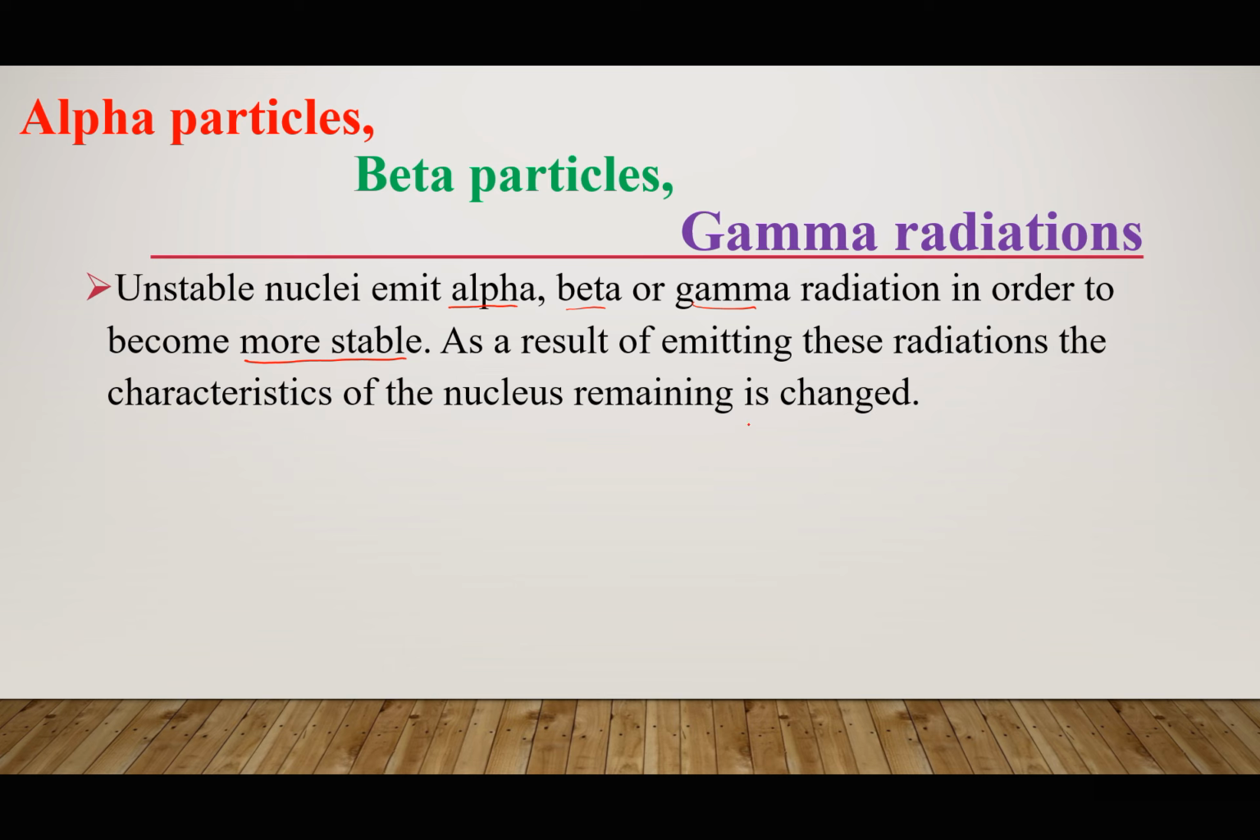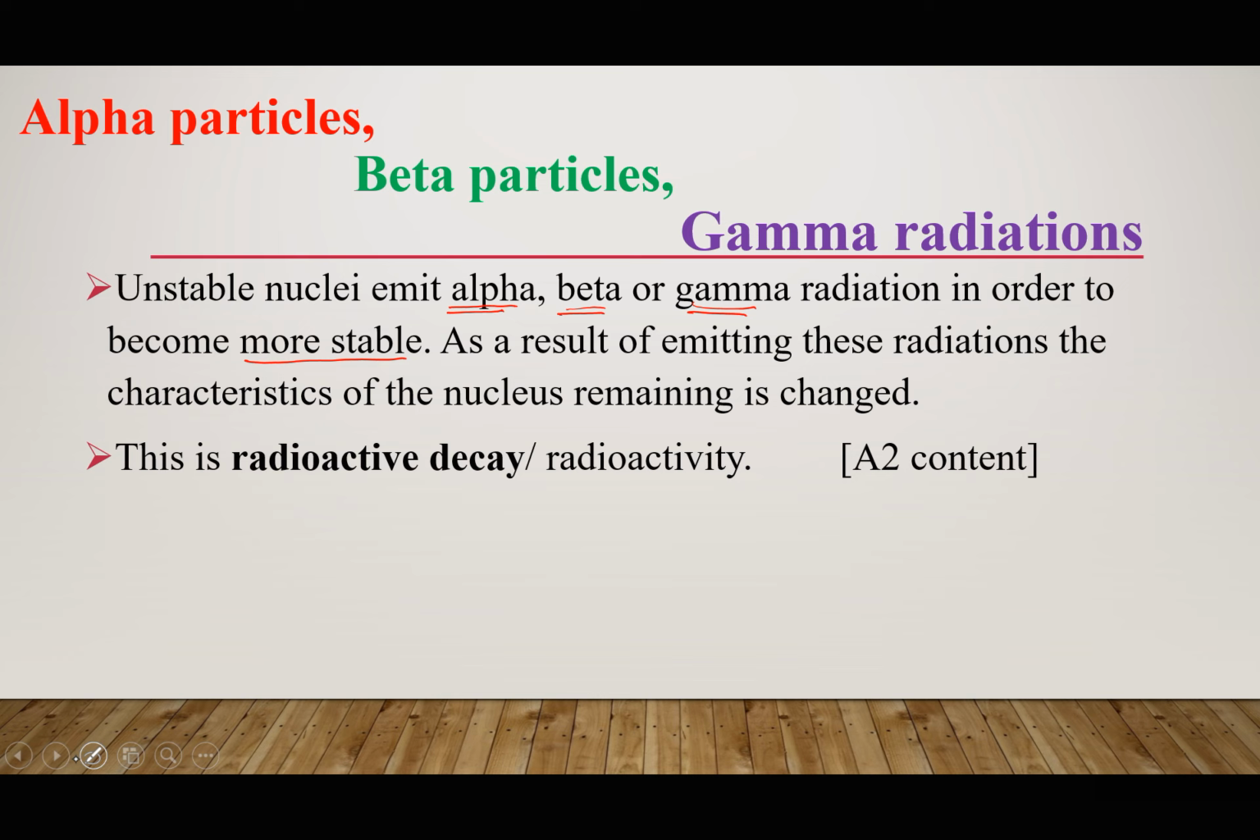Depending on which particle has been emitted, whether it is alpha, beta, or gamma, the characteristics of the nucleus which is remaining, the nucleus which is formed, which we shall later call the daughter nucleus, may change depending on what has been emitted. So this is what we shall call radioactive decay or radioactivity, but this will be in A level, that is A2 content, that is going to be nuclear physics. That's when we shall see this as radioactivity or radioactive decay.